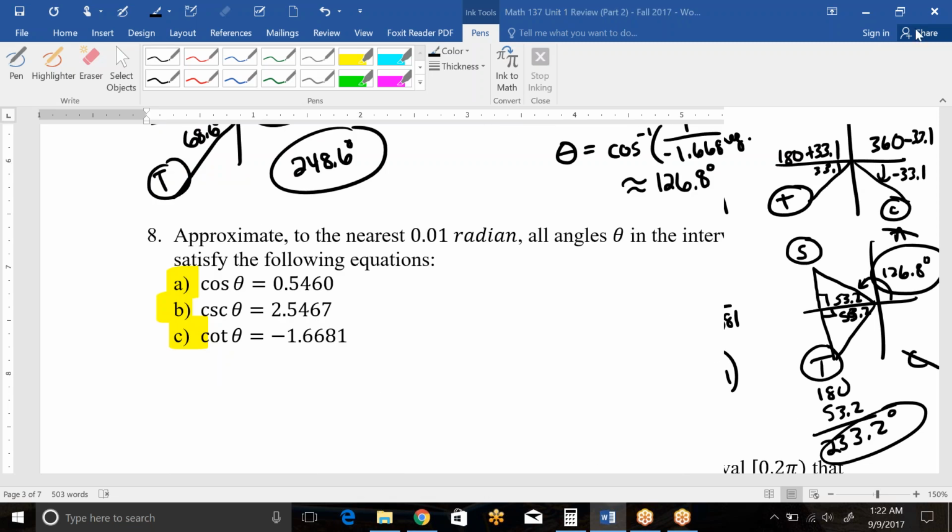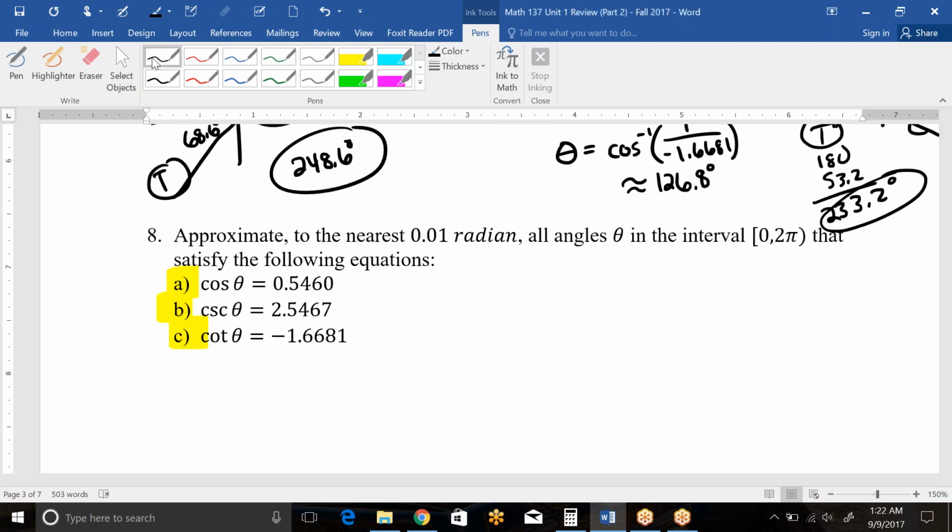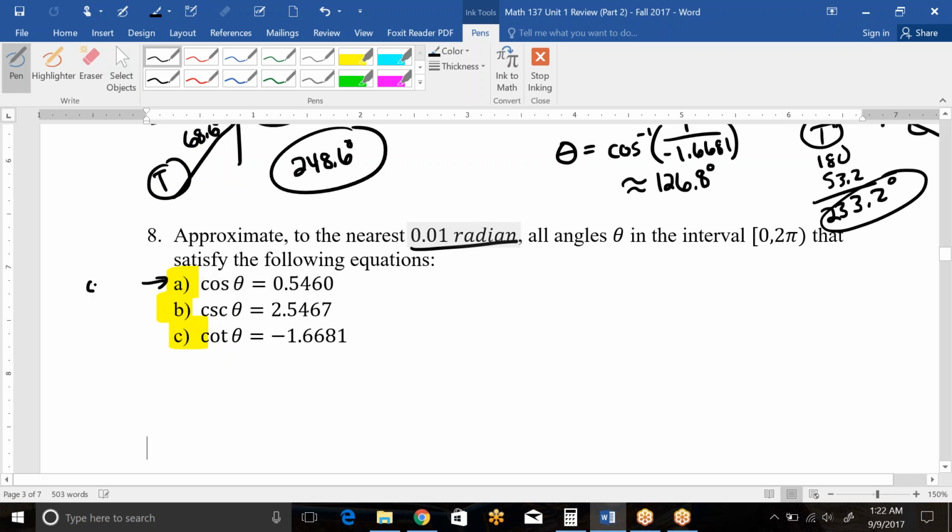Okay, for 8, we're doing the same thing, but we're in radians. Because notice they say to the nearest radian. So we want to make sure we put our calculator in the correct format. So when we do the cosine, remember cosine is going to give me 0 to pi. Cosecant and cotangent, remember, are the relationship of sine and tangent. Sine and tangent, your calculator only gives you negative pi over 2 to pi over 2. So we know that this guy is either going to be in quad 1 or 2, depending on what it tells us. And these two are going to be in quad 1 or 4. We'll still have to find the other answer in the other quad.